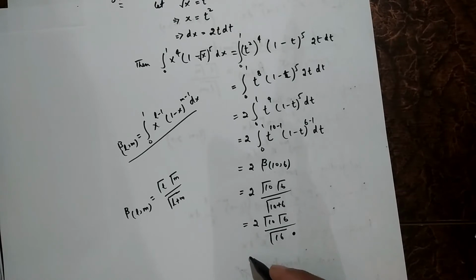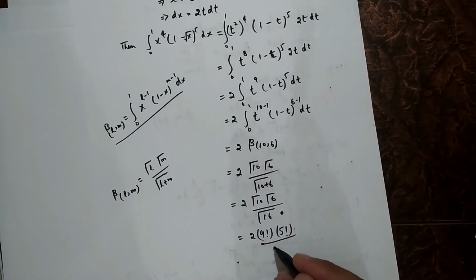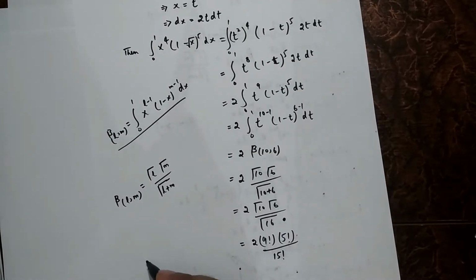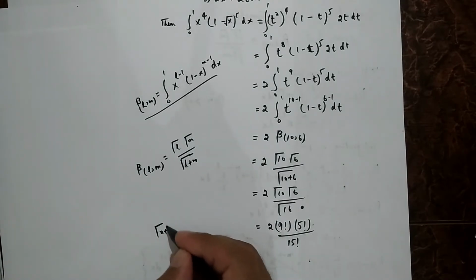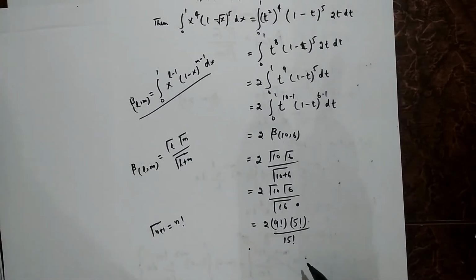And now we can write it as 2 times 9 factorial, and this can be written as 5 factorial, and in the denominator we can write gamma 16 as 15 factorial. As we have a property of the gamma function, you guys know that gamma(n plus 1) can be written as n factorial. Clear?